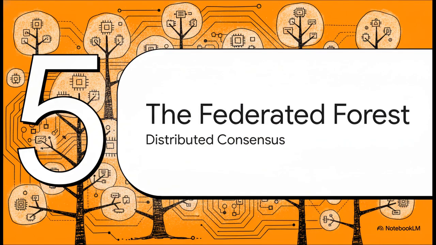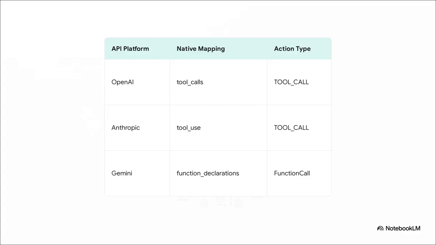Finally, Part 5, the federated forest, bringing us to distributed consensus. This represents the ultimate vision of the Soft blueprint, taking these perfectly mapped individual AI trees and linking them into a vast communicating forest. What's amazing is how the major models natively align. Whether you're using OpenAI, Anthropic, or Google Gemini, their proprietary API commands all map flawlessly to the exact same universal tree branch actions. They are fundamentally speaking the same language.